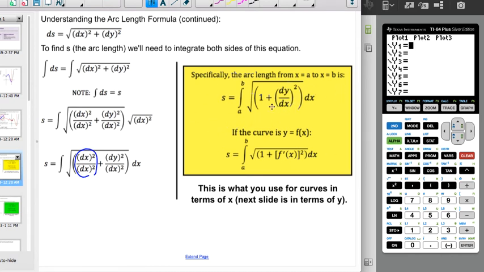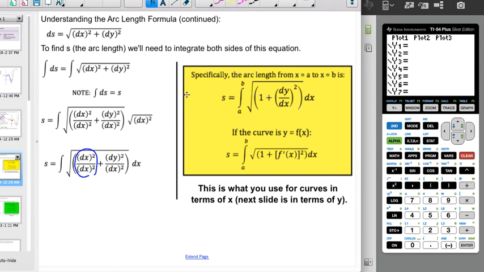This is my arc length formula. So if I'm integrating from a to b, I'm integrating the square root of the quantity 1 plus whatever the derivative of the function is squared. And you'll see that if we have y as some curve written as f of x, you'll see that as f prime of x. So that's our arc length formula. That's it.